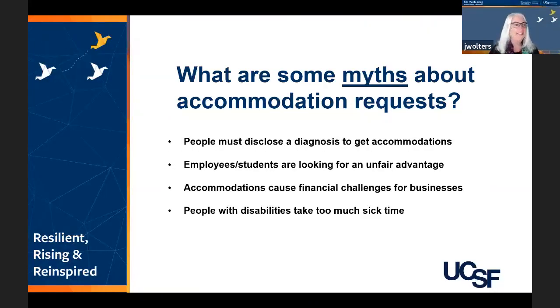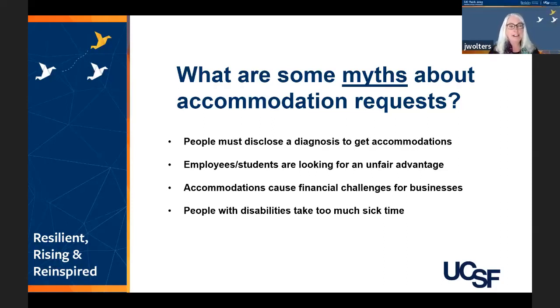Some myths about accommodation requests. Some of these were new to me myself. So first myth, employees must disclose a diagnosis to get accommodations. I thought that was the case. Probably a lot of us do. I found out working with Kelsey that you only have to disclose the limitations and the help that you need and the requested accommodations. Another myth is people or employees and students are looking for an unfair advantage.